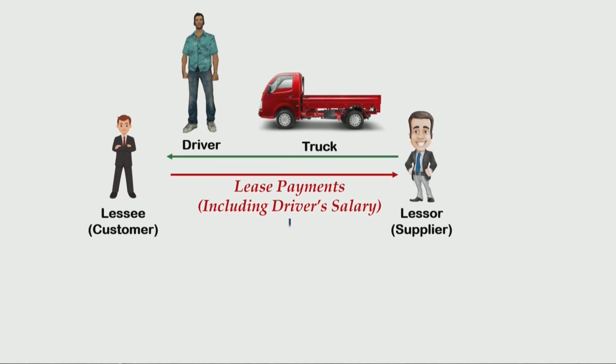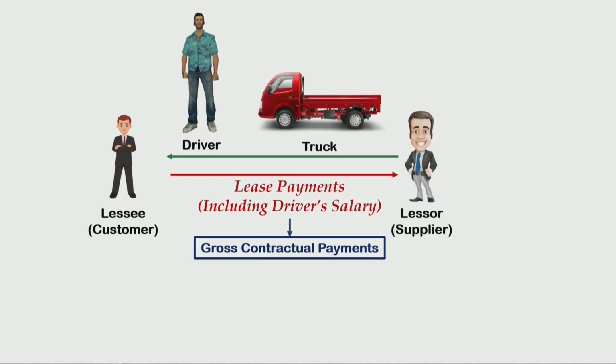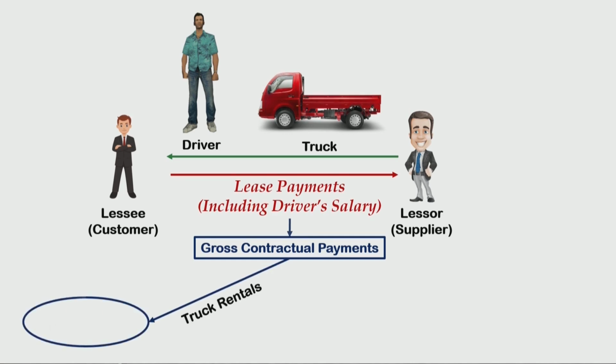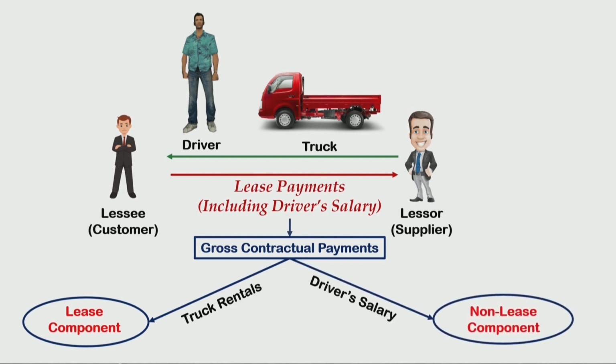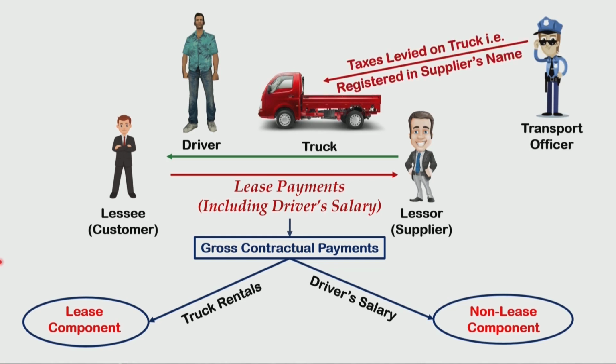So now the total lease payments can be considered as gross contractual payments, and these payments include definitely two components. One is the truck rentals, which will be considered as a lease component, and the driver's salary will be considered as a non-lease component. Let us now extend this example and include one more component, that is the taxes that can be levied on the truck. Truck being a transport vehicle, it will be subject to tax relating to transportation activity. So the transport department shall levy taxes on this truck.